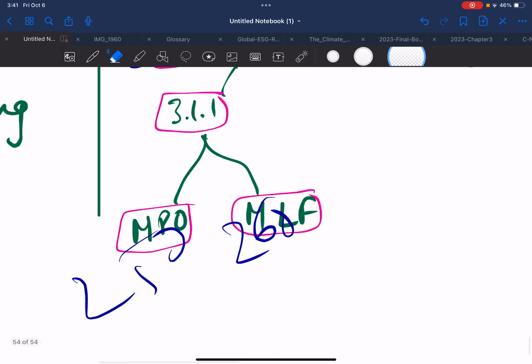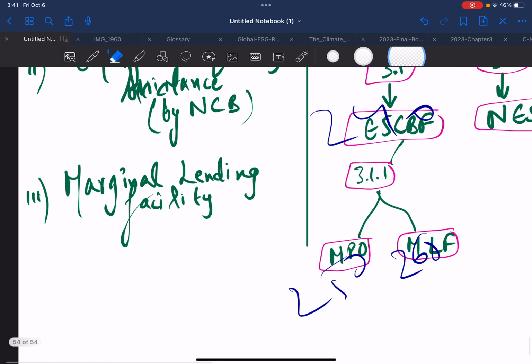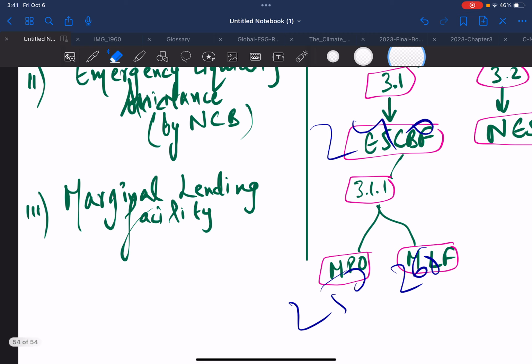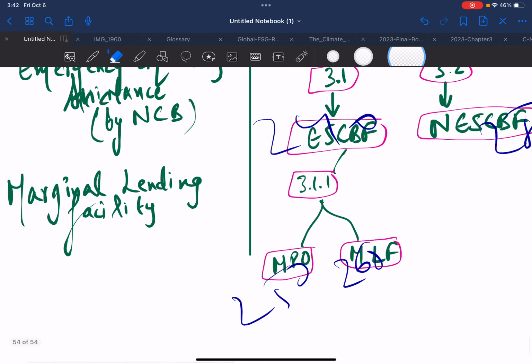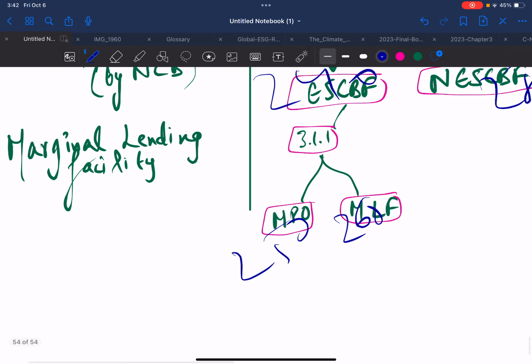Let's cover MLF. What is MLF? Again, it is a tool by the ECB as part of their monetary policy. These both are under their monetary policy, and this is like a financial safety valve that commercial banks in the eurozone can use in an emergency. This is for emergencies.